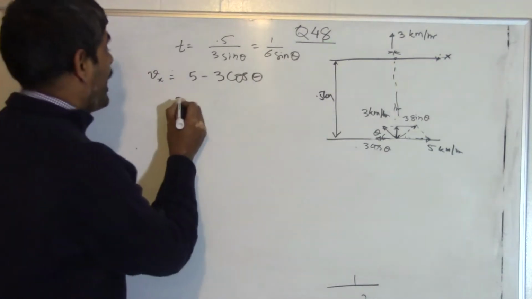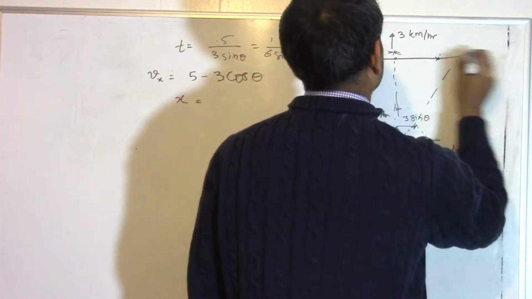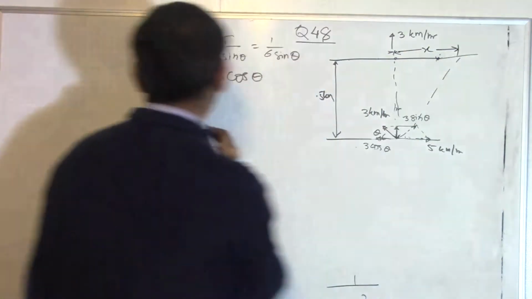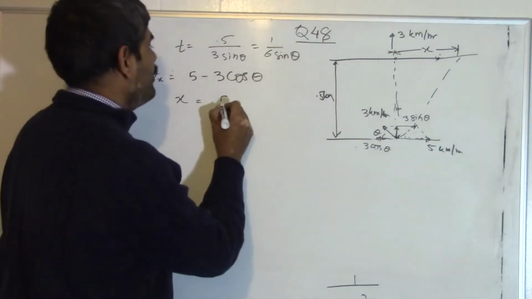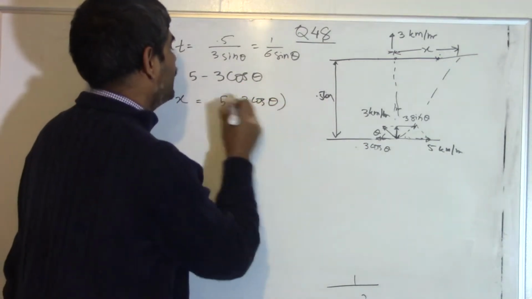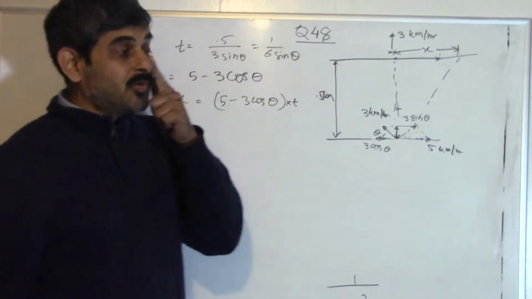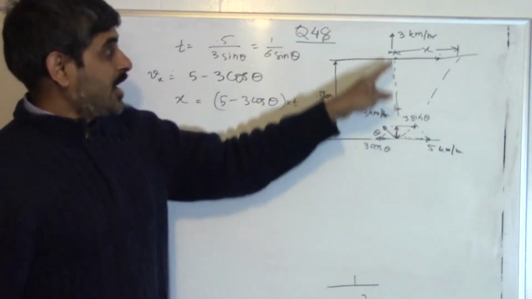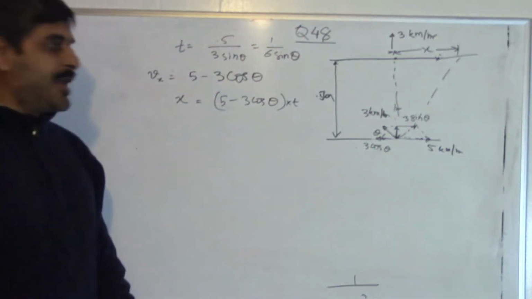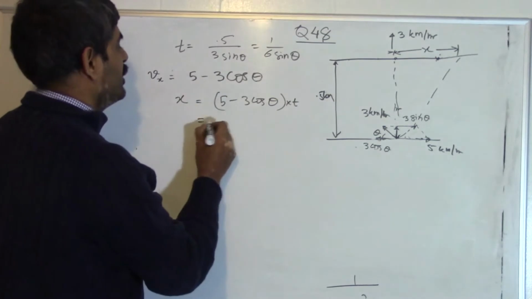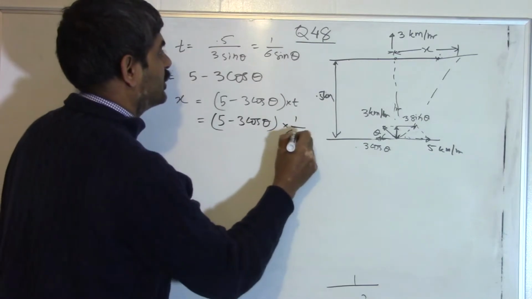And then the drift, let's call it x, will be given by this horizontal component of the velocity, 5 minus 3 cos theta, multiplied by the time it takes to reach from here to here. And that will be the same as the time it takes to cross the river, because the vertical component of the velocity makes it cross this river along the y-axis. So we can substitute for t here. It is (5 minus 3 cos theta) multiplied by 1/(6 sin theta).